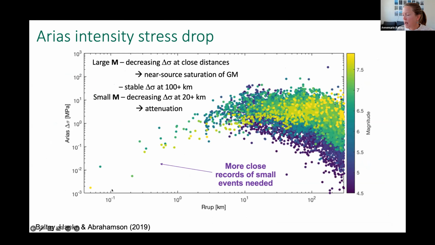So here's 10 kilometers, 1 kilometer, and we do have a couple records of large events here, and this is because we're seeing near source saturation and finite fault effects. But we have very few records, in fact, no records in this region for the small earthquakes, the purple earthquakes. So more close-in records would enable us to better understand the source effects that are going on here from the ground motion.